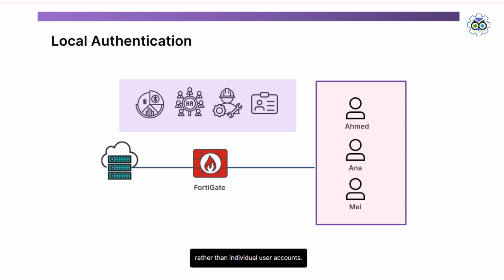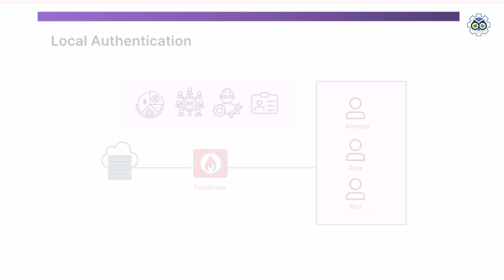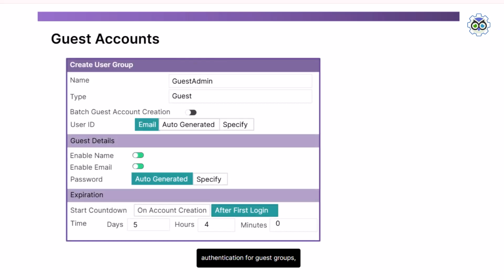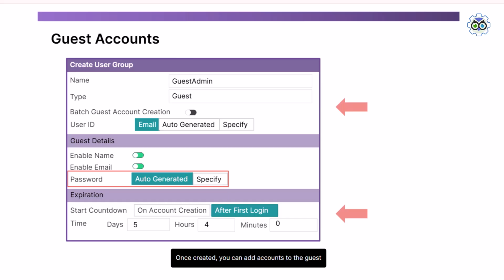You can also use local authentication for guest groups, which contain temporary user accounts that expire after a predetermined amount of time. Administrators can manually create guest accounts or create many guest accounts at once using randomly generated user IDs and passwords. This reduces administrator workload for large events. Once created, you can add accounts to the guest user group and associate the group with a firewall policy.